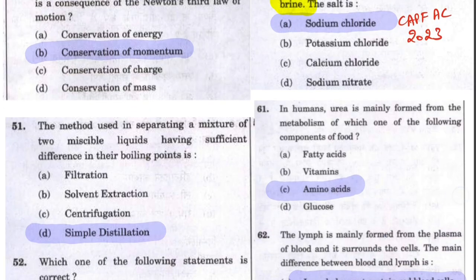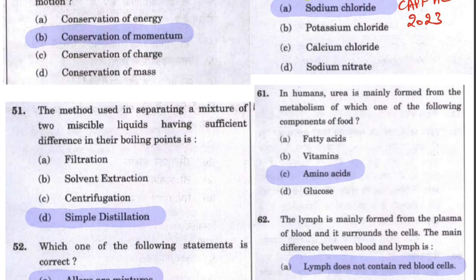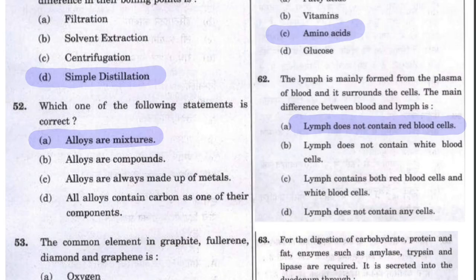Sodium chloride solution is also known as brine. Just remember this. In humans, urea is mainly formed from the metabolism of which of the following components of food? So the answer would be amino acid. You can guess, like if you know NH3 is ammonia, only amino acid has nitrogen, so amino acid would be the correct answer. So the next question is about lymph, as it is mainly formed from the plasma of blood and it surrounds the cells.